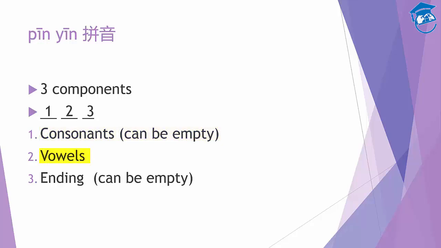The next one is vowels. It can be just one or many vowels, which means the compound vowels go in the second place here. Finally, the third component is the ending sound, which can be empty depending on which words you are looking at. From the words here, it can be quite easily seen that the 3 components are used in these 2 pinyin: it has the consonant, vowels, and an ending.